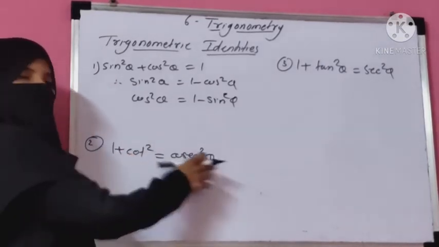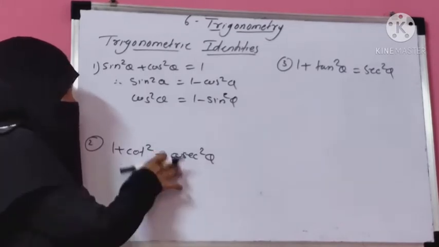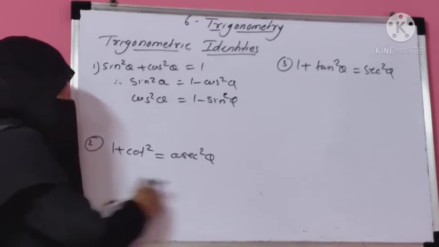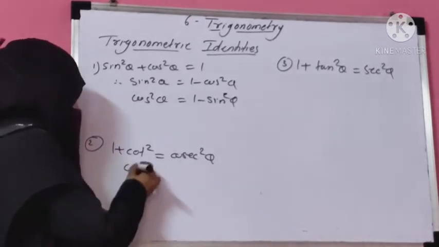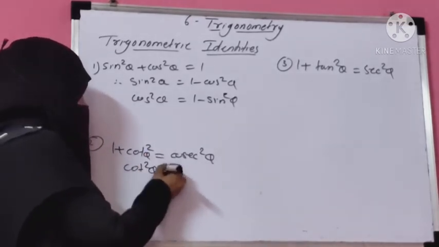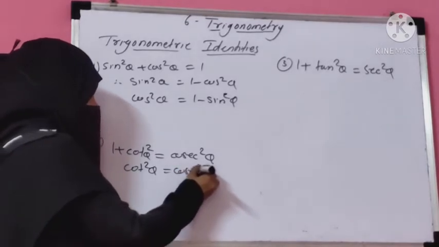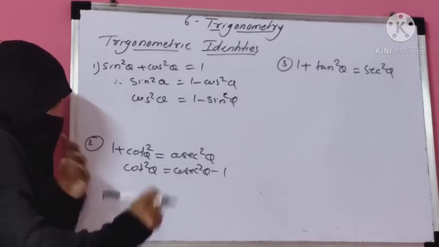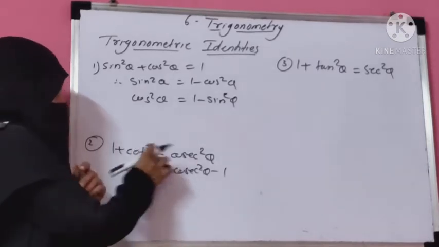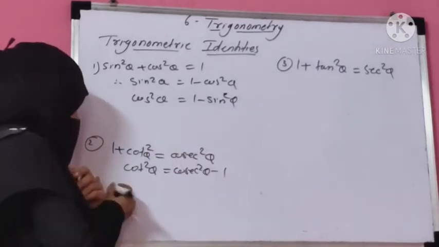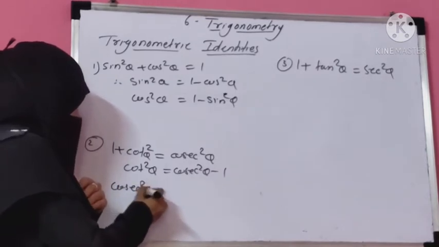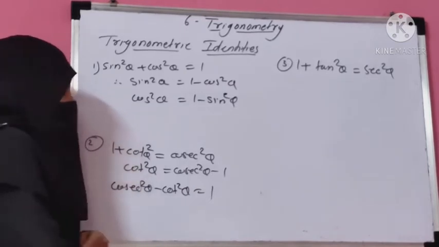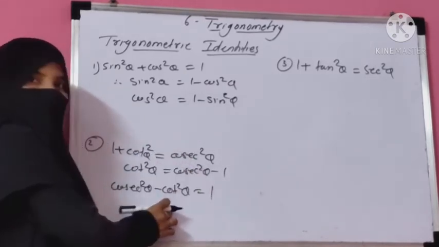1 plus cot square theta is equal to cosec square theta. From this identity we can frame three identities. Number 1, plus 1 shifted here, then you get cot square theta is equal to cosec square theta minus 1. Okay. Second, cosec formula, cot formula. Now if you shift cot here, then you can get cosec square theta minus cot square theta is equal to 1. Okay. From one identity we frame three identities.